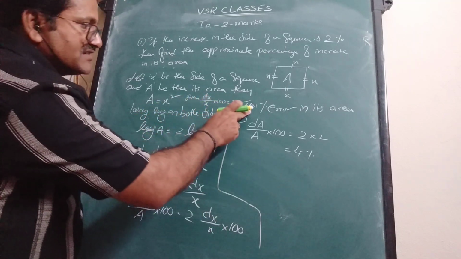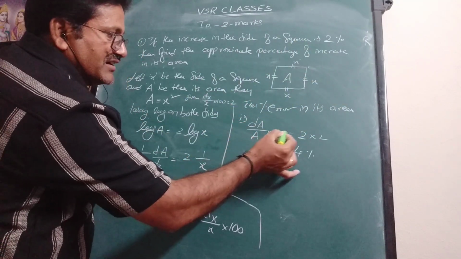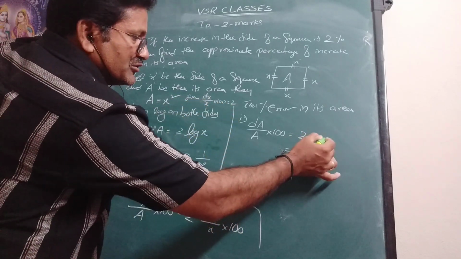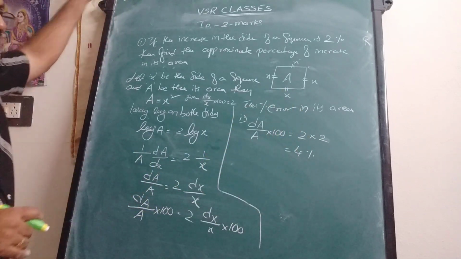So he is asking the percentage error in its area. dA by A into 100 is equal to 2 into, this value is already given as 2, so 2 into 2. So it becomes 4. 4% is the increase in its area.